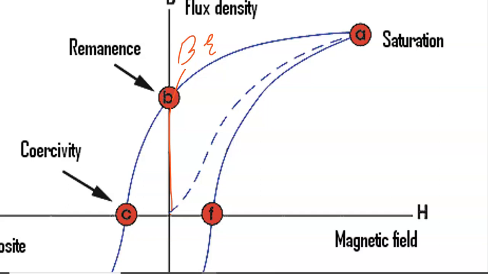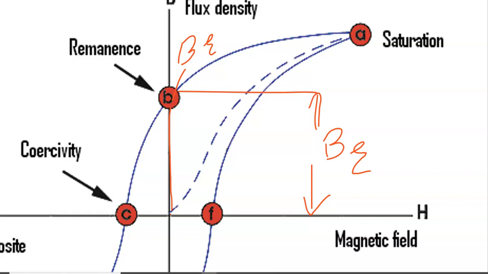So just now we have seen, even if the external field is removed, some field will remain there. So this is remnant flux density. Remember this. Okay. Now, I want to neutralize this remnant flux density, I want to make it 0.